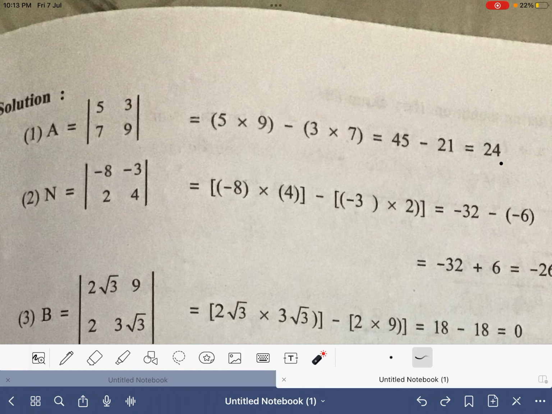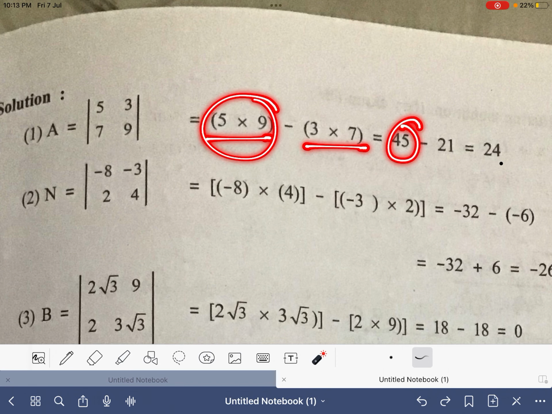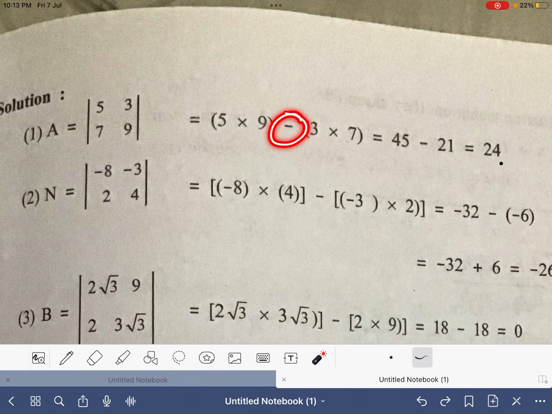So now next thing, multiply 7 and 3. So write down like this, 5 into 9 minus 7 into 3. So we know that 5 9s are 45, 7 3s are 21, and minus is there, so take a subtraction of these two numbers. So 45 minus 21, we get 24, and this is your answer.